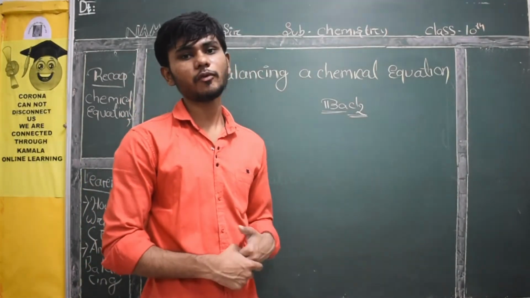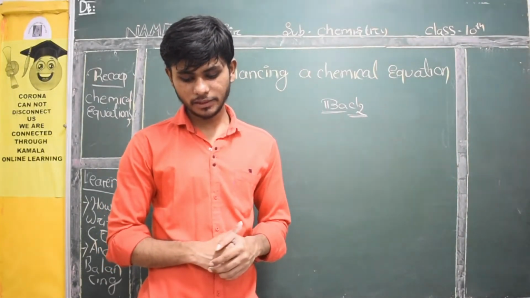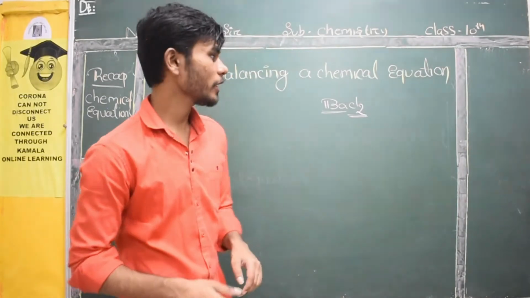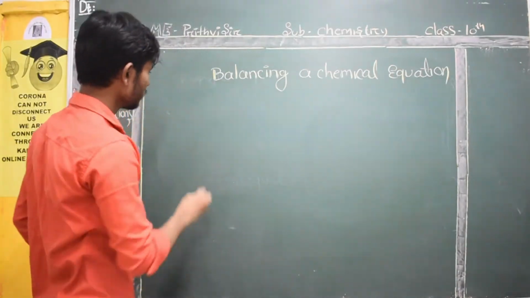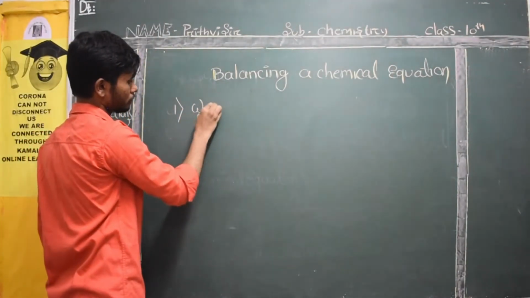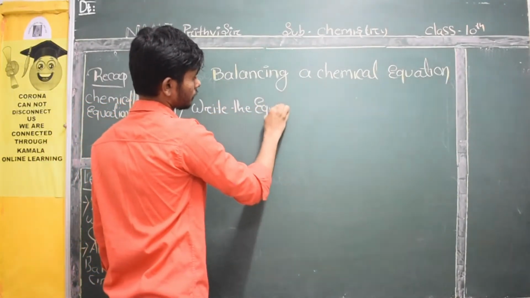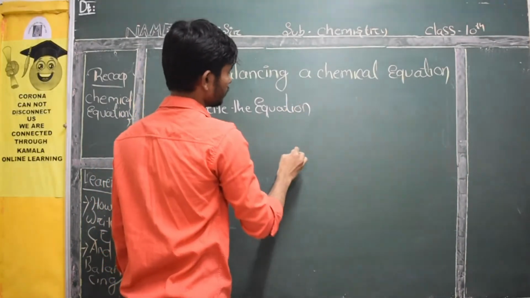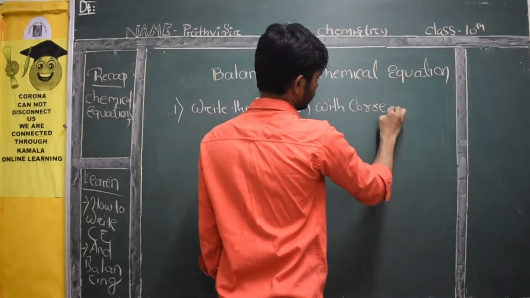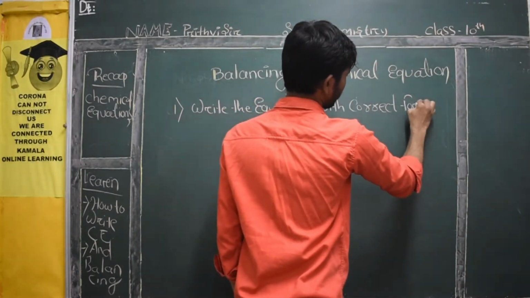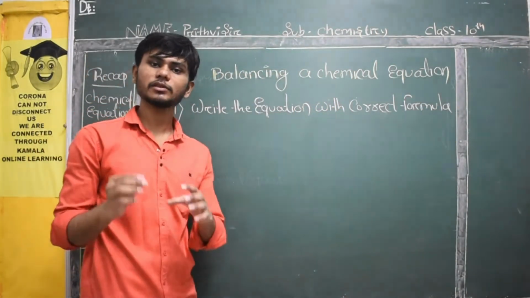Next, what are the steps you will follow while balancing a reaction? First step, write the equation with the correct chemical formula for each reactant and product. First step is to write the equation with correct formula.